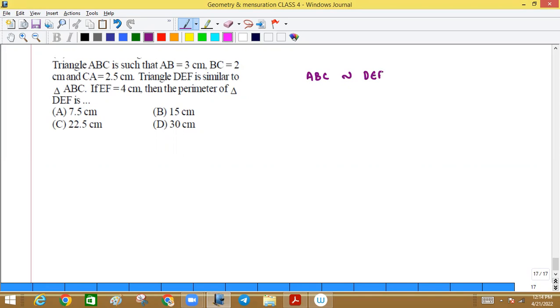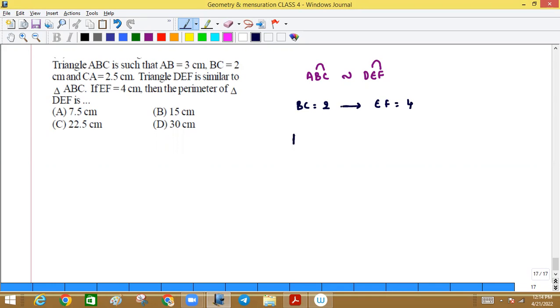DEF. In DEF, he is giving you EF. EF corresponds to what? BC. What is the length of BC? BC length is 2. What is the EF length? 4. Which means every side doubles.